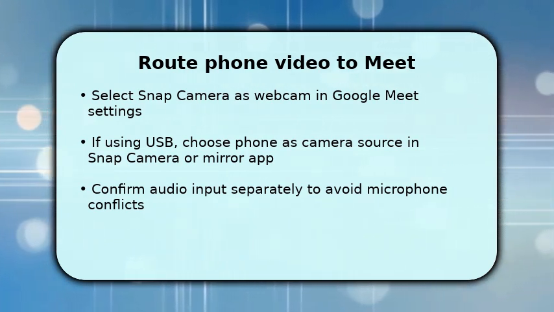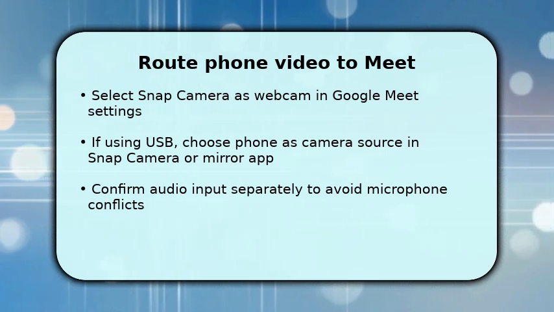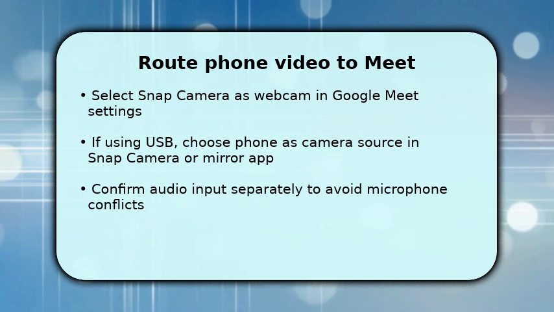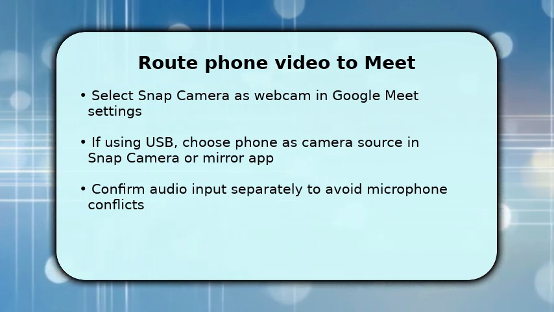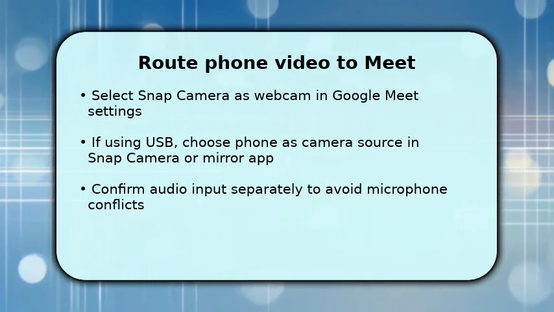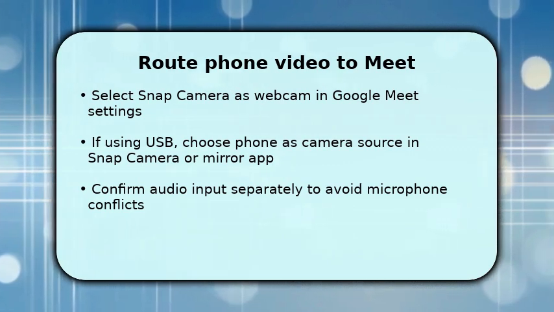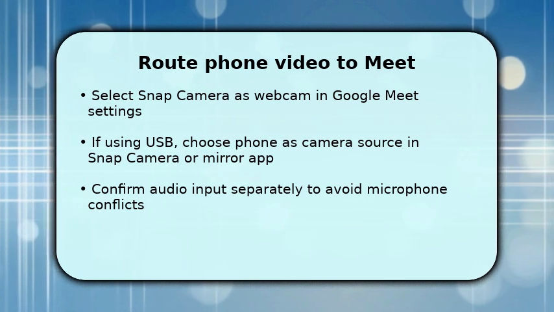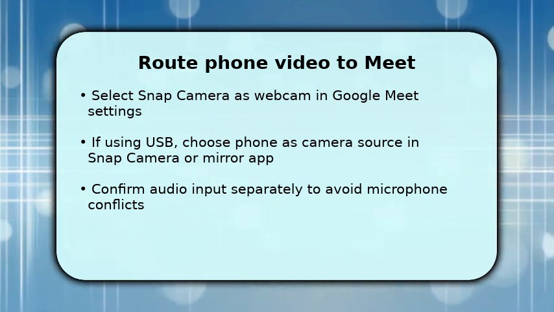If your phone is mirrored via USB or an app, make sure the mirror app outputs to Snap Camera or that Snap Camera recognizes that virtual camera. Also check your microphone. Use the phone microphone or switch to your headset. Make sure audio input isn't set to the same virtual stream.